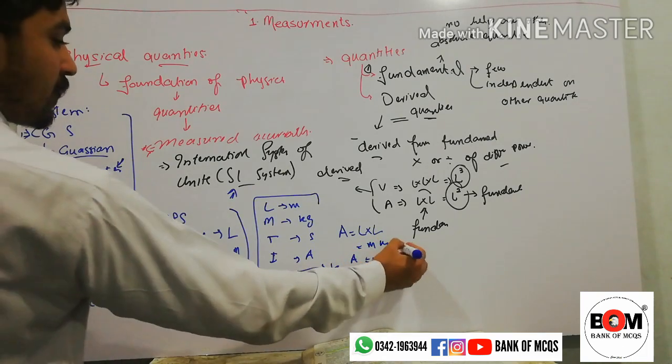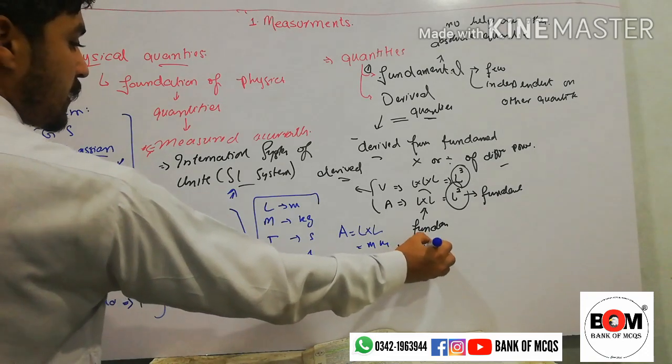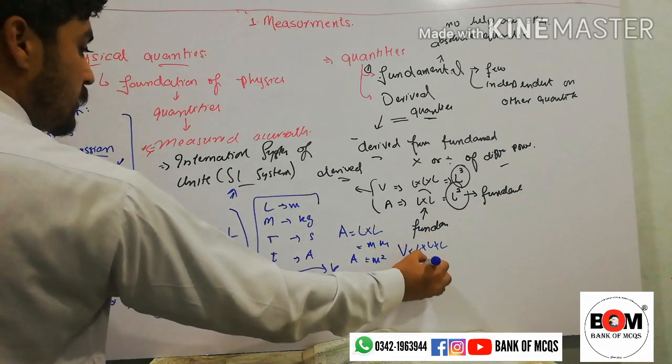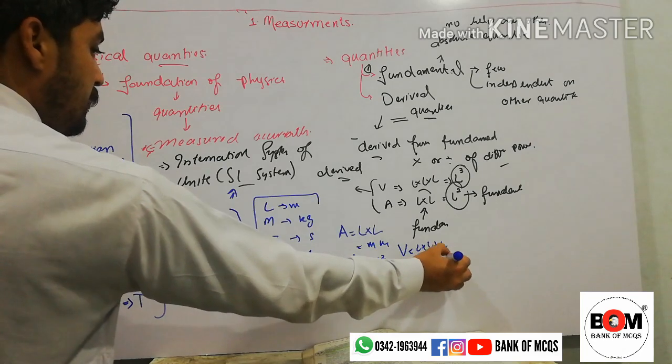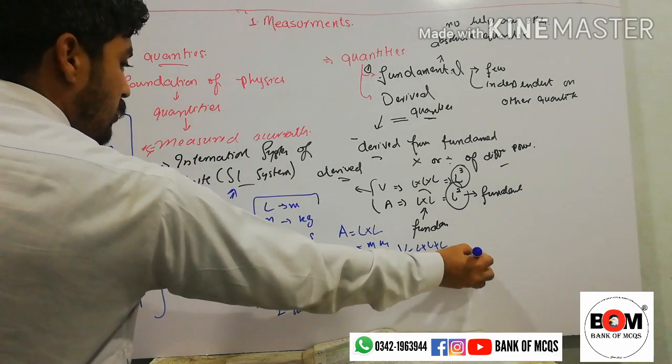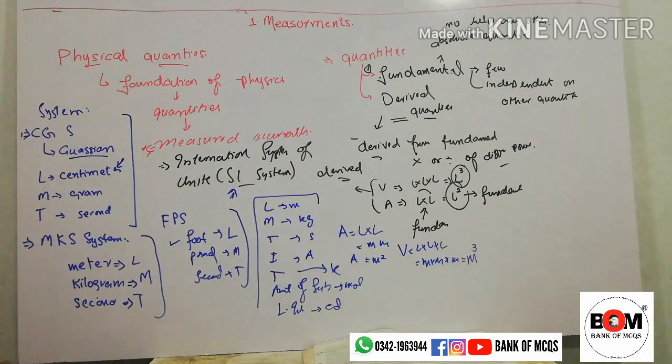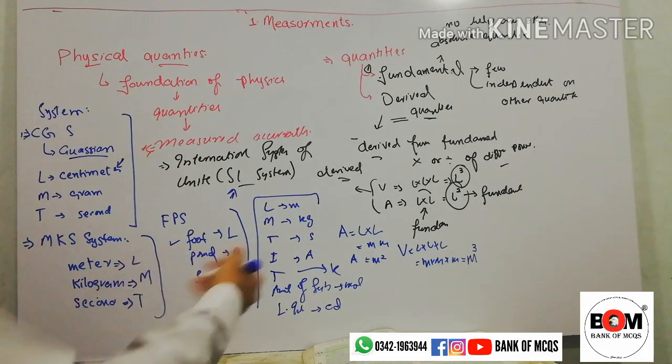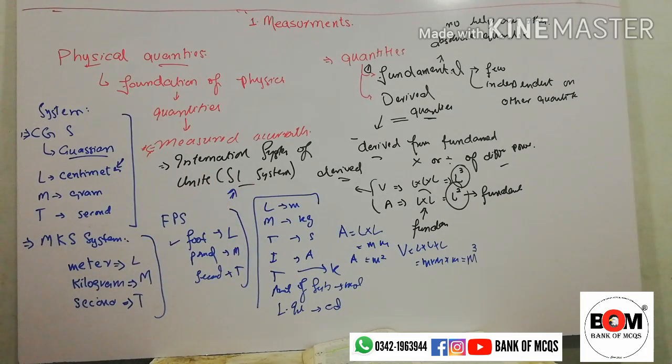Now in the case of volume, volume is equal to length multiplied by length multiplied by length. So in this case, meter multiplied by meter multiplied by meter, we will get the unit of meter cube. And this process continues in the case of work, power, acceleration, or any other derived quantity. So this was System International.